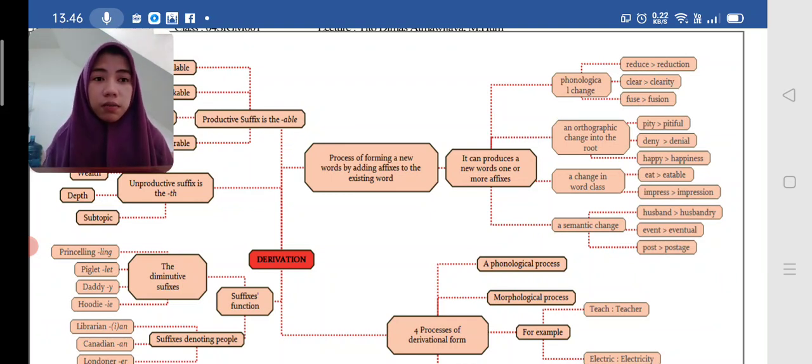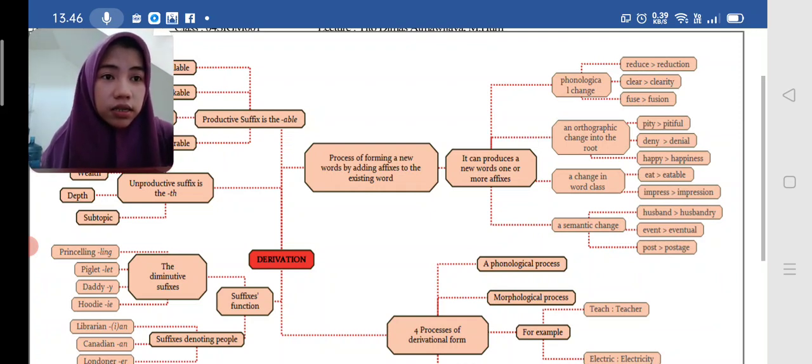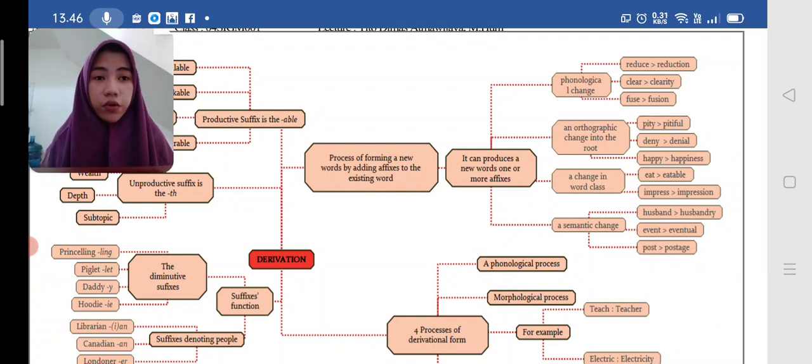There are some processes. Now, the first one is phonological change. The second one is an orthographic change in the root. The third is a change in word class, and the last one is a semantic change.